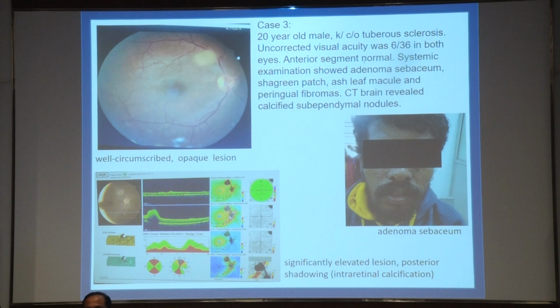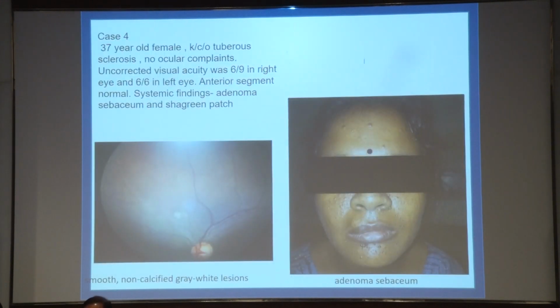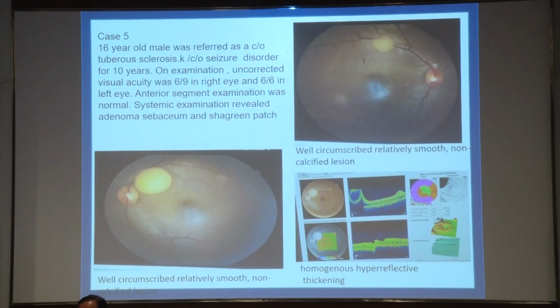The third case, a 20-year-old male, also with tuberous sclerosis, had a unilateral lesion, which was a well-circumscribed opaque lesion, a transitional type 3 lesion. The OCT showed a significantly elevated lesion with intralesional cavitation with posterior shadowing. The fourth case was a 37-year-old female who also had tuberous sclerosis and a unilateral presentation. There was a smooth, non-calcified gray-white lesion, and the OCT was limited by the site of the lesion.